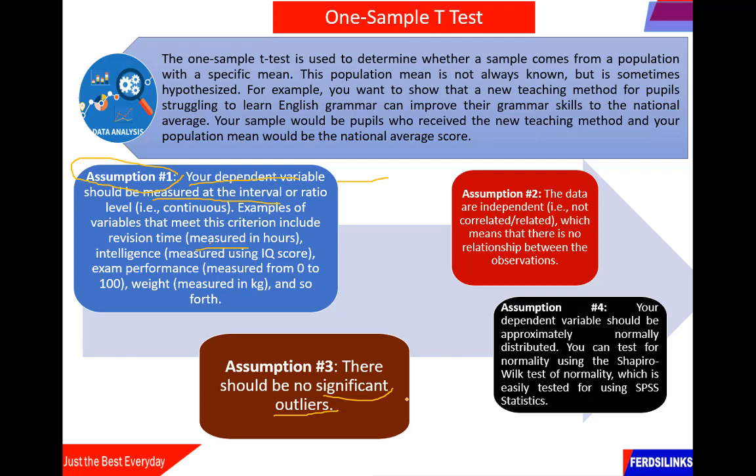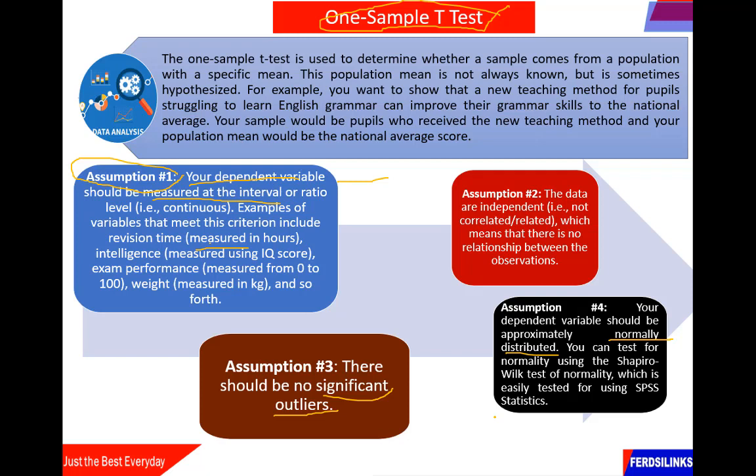Now, the fourth assumption is that your dependent variable should be normally distributed. This is a parametric tool. The one sample t-test is a parametric tool. So we talk about normality as a central and critical element when you are dealing with parametric analysis. So your dependent variable must be normally distributed.